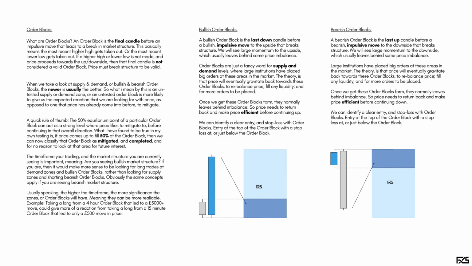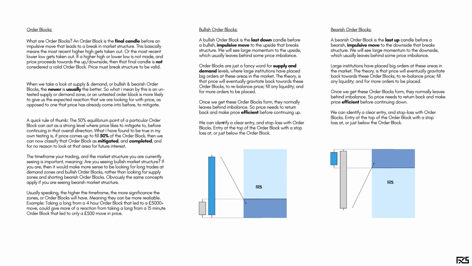We can identify a clear entry and stop loss with order blocks: entry at the top of the order block with a stop loss at or just below the order block. So if we look at this diagram here, this is a bullish order block. This candle is the actual order block because the momentum came in on this next candle here, and this would have broken structure as well. So again, the theory is price will eventually gravitate back towards these order blocks to rebalance any of this liquidity or imbalance left, for more orders to be placed, and then for price to continue to the upside.